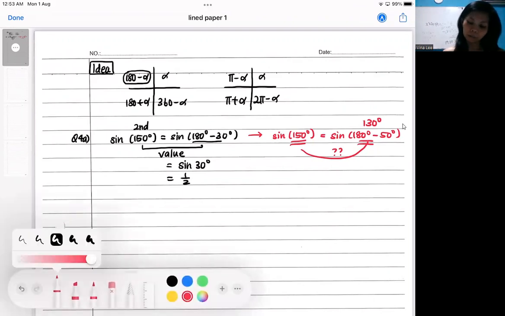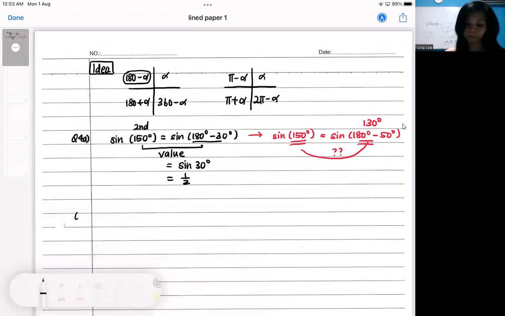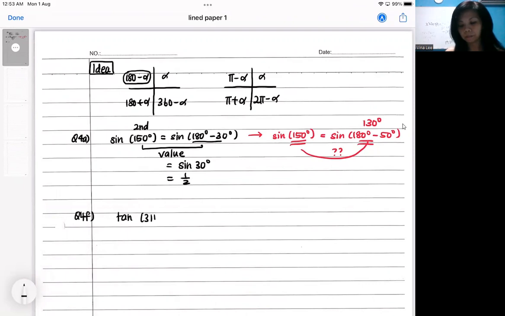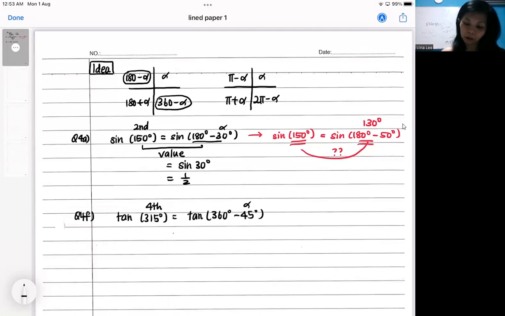Okay, so another example will be 4f. Tangent 315. We know that this is the fourth quadrant, so the fourth quadrant must fit this. That's why we'll go for 360, so it should be 360 minus 45. In a way, 45 is the basic angle, so this is also the basic angle. And because it is the fourth quadrant, tangent in the fourth quadrant is negative. That's why it's negative tangent 45.